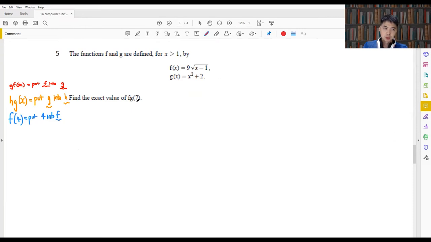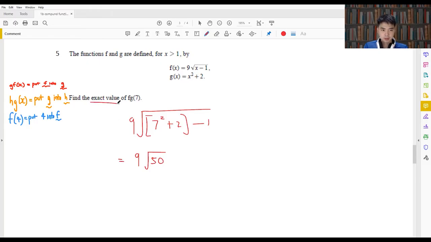G of 7, meaning to say you can put 7 into g first: 7 squared plus 2. Then this value is substituted into f: minus 1, square root, this number, multiplied by 9. And this would have given you... now see that the question is asking you to find the exact value, meaning to say you're going to leave your answer in a square root. This is 49 plus 2, 51, minus 1, 50. So your answer would be 9 square root 50. And this is the exact value.